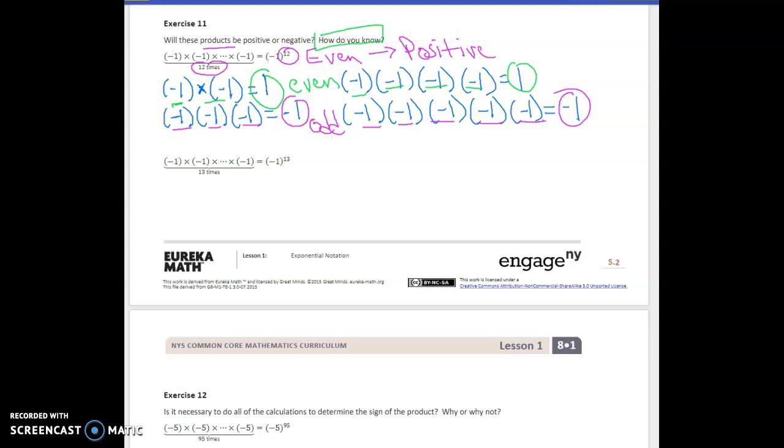If you look at this next one, we have -1 times itself 13 times, or rewritten, -1 to the 13th power. Notice that the number 13 is odd. So if you took a -1 and multiplied it by itself 13 times, that's an odd number of -1s. So will these products be positive or negative? They're going to be negative. And our how do you know is that the exponent is odd. Pay attention to that in your homework, it really is that easy.